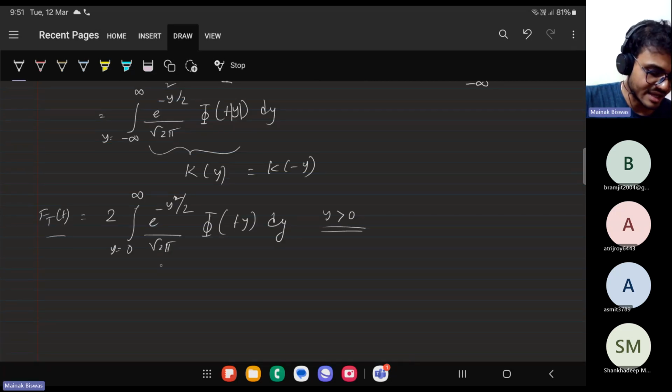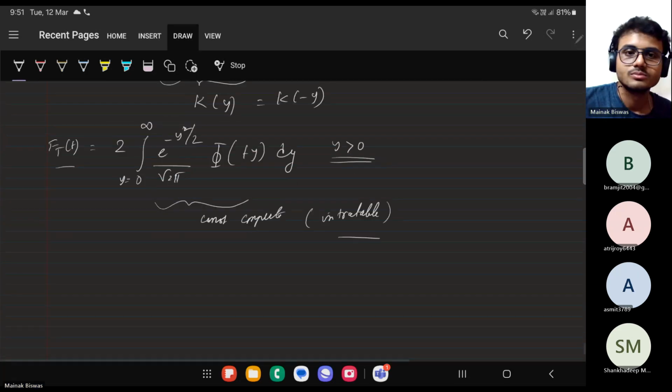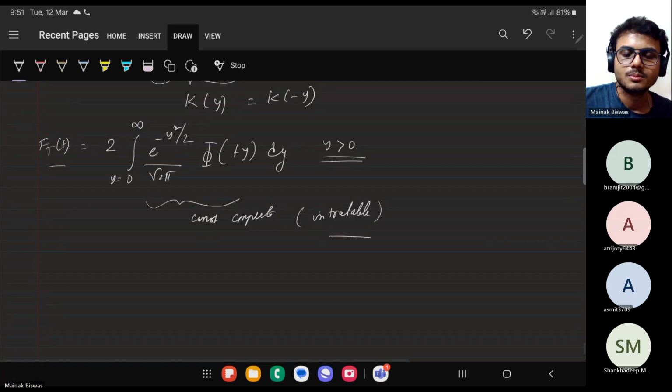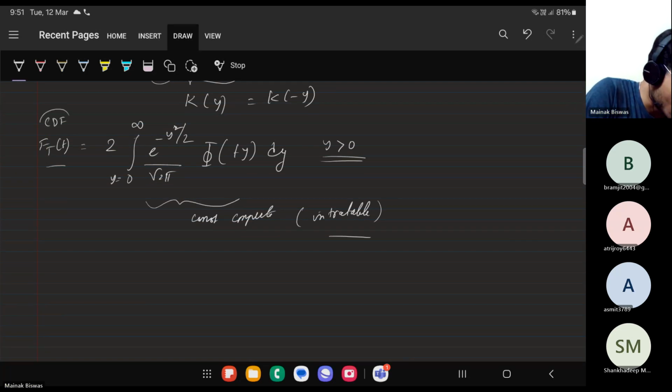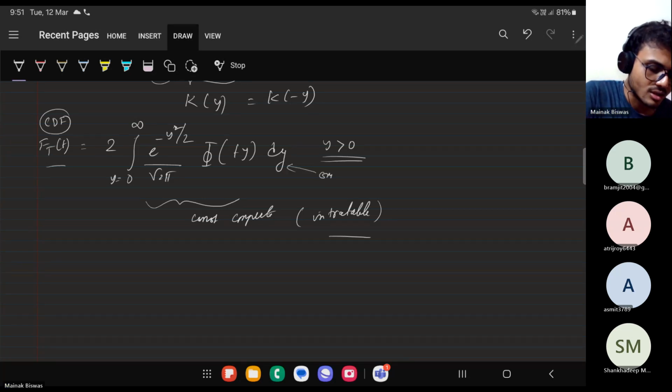This integration I cannot compute. Cannot compute. It is non-integrable. I'm telling you that it's intractable. So what will I do? Recall, this is your CDF. But if I can find the PDF, I'll still be happy. Yes or no? This requires a computer. But to find the PDF, what will I do? I'll differentiate both sides.